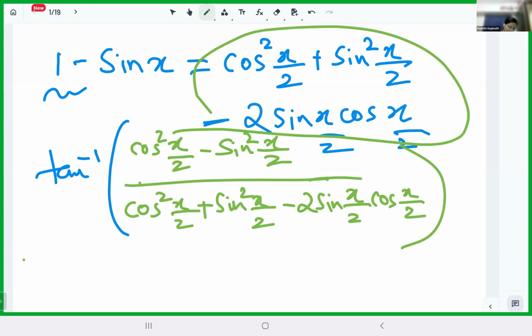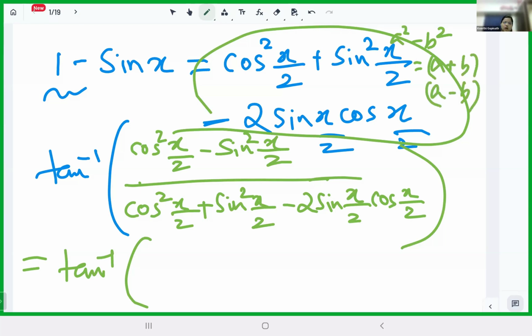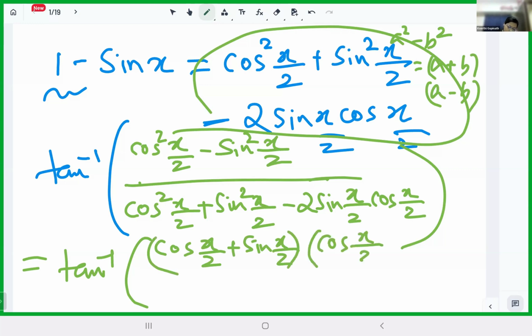Okay, now what can you say about the numerator? It is in the form of a square minus b square, right? So we can write it as a plus b into a minus b. Isn't it? A square minus b square can be written as a plus b into a minus b, right? So similarly, cos square x by 2 minus sin square x by 2 can be written as cos x by 2 plus sin x by 2 into cos x by 2 minus sin x by 2.